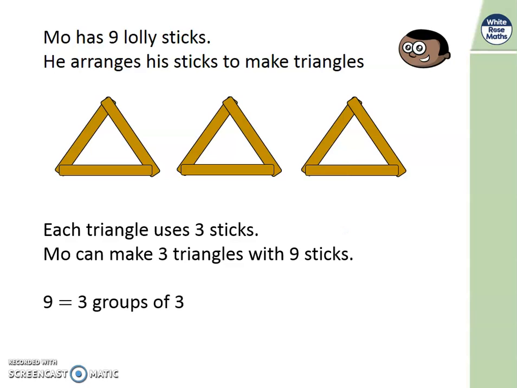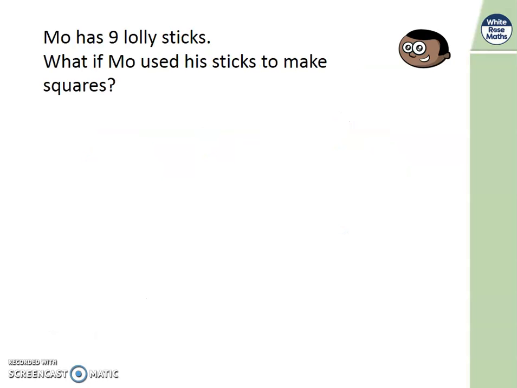9 can be shared into 3 groups of 3. We record that as 9 divided by 3 equals 3. Mo still has 9 lolly sticks, but this time, what if Mo used his sticks to make squares? Think how many sides a square has. That's right, it has 4 sides.